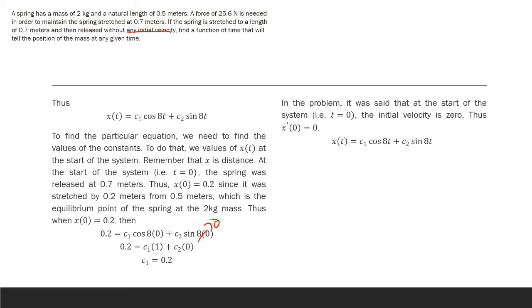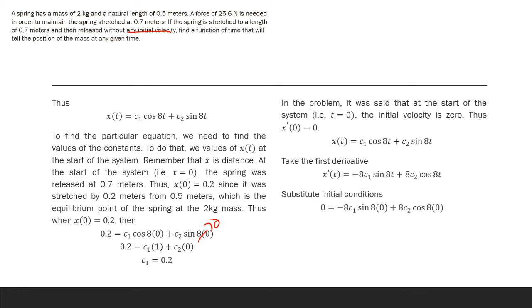So, the first derivative ng equation natin of x of t, so that is just equal to x prime of t is equal to negative 8c1 sine 8t plus 8c2 cosine 8t. Substituting, we will have 0 is equal to negative 8c1 sine 8 times 0. This will now be equal to 0 plus 8c2 cosine 0, and cosine 0 is equal to 1. So, we will now arrive at c2 is equal to 0.